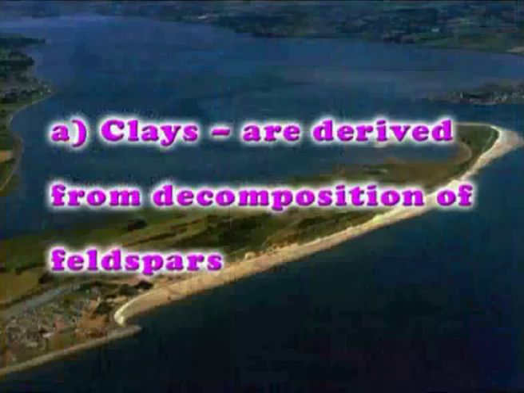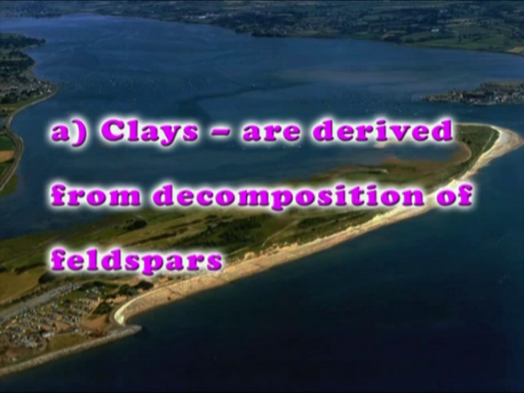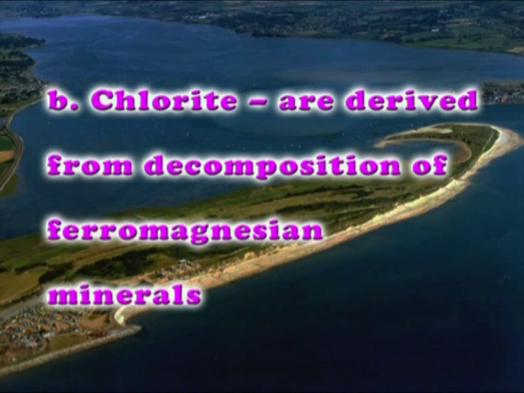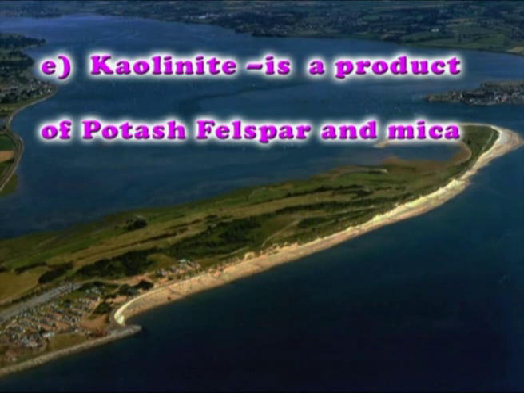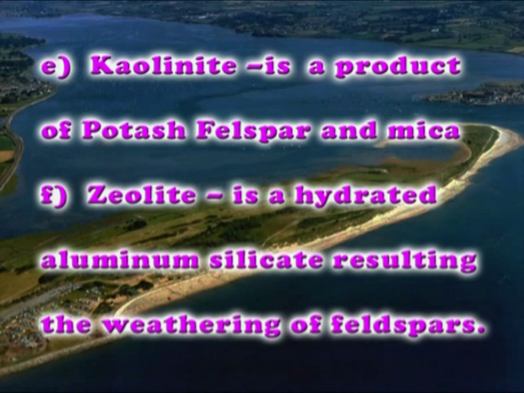The major products of such processes are clays that are derived from decomposition of feldspars, chlorides that are derived from the decomposition of ferromagnesian minerals, montmorillonite that are derived from notable materials after weathering, illite that is yet another clay mineral, kaolinite which is a product of potash feldspar and mica, and zeolite which is a hydrated aluminum silicate resulting from the weathering of feldspars. Wind plays a significant role in the transport of lithogenous sediments towards the oceans.